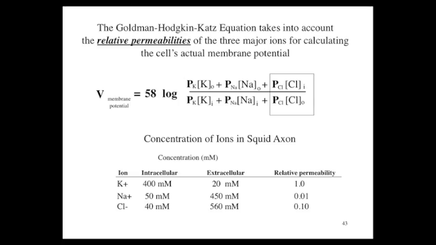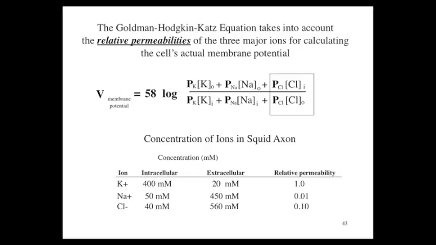So the Goldman-Hodgkin-Katz equation takes into account the relative permeabilities of the three major ions for calculating the cell's actual membrane potential. And in the lower portion of the figure are given the concentrations of the ions in a particular animal called the squid axon. And we're going to consider the squid axon later on, and you'll see why it's important.